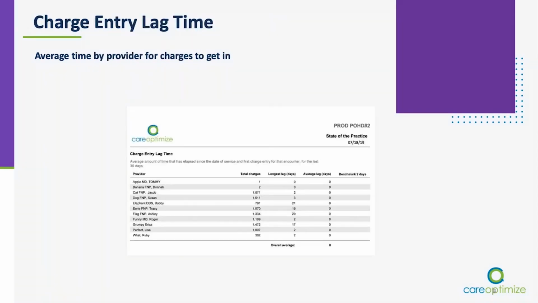We have a charge entry lag time, once again covering the average time by provider for charges to get in. So when an encounter is completed, and then when that charge makes it in, will help us indicate whether or not we need to be focusing some attention towards getting these charges in as they're completed, or we'll just be able to see that we're turning them around pretty quickly in the case you're performing strongly within this segment.